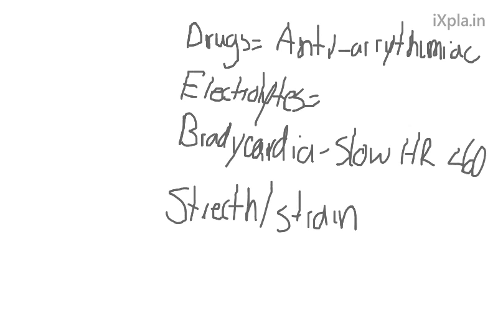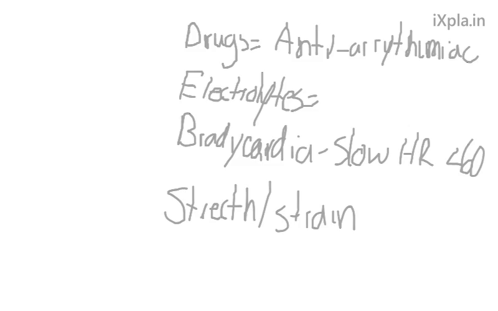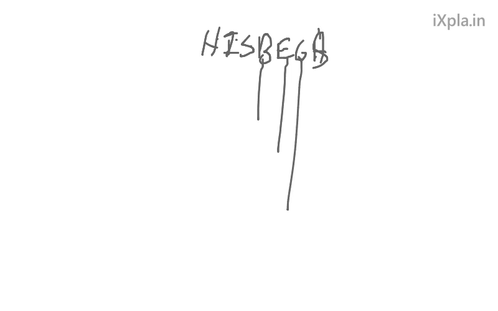Can't really define that. But that's what most arrhythmias are caused by: hypoxia, ischemia, sympathetic activity, bradycardia, electrolyte imbalance, drugs, and then stretch and strain, lethal injection of potassium. So most arrhythmias are caused by certain things, such as these.